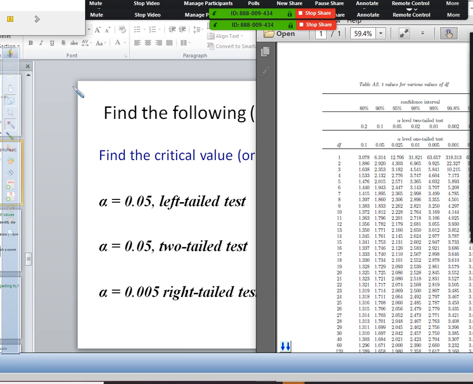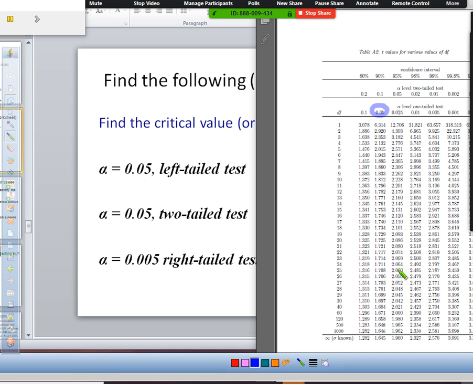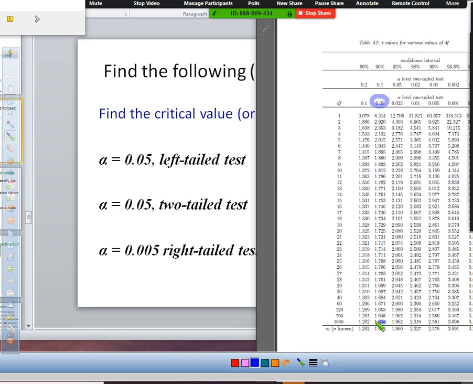Okay, so let's go ahead and take a look. For alpha 0.05, left tail, that's one-tailed. So alpha's 0.05, one-tailed. That's this one right here. So again, we're going to go all the way down and look at the z part of it, 1.645.